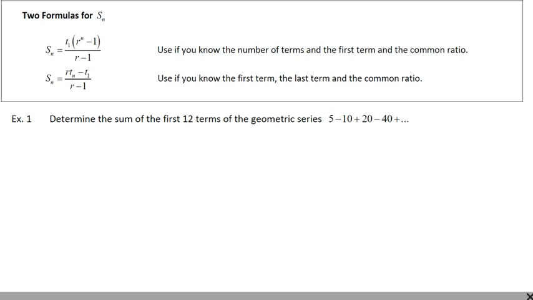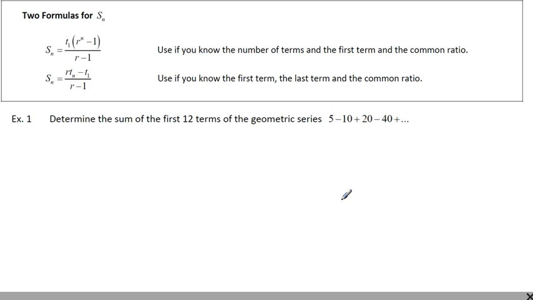Okay, example 1. Determine the sum of the first 12 terms of the geometric series. Okay, I'm going to pause because I want to bring up my tools. So two formulas. Each formula involves 4 quantities. We have a total of 5 quantities altogether. One of the formulas uses n, and the other formula uses t sub n. So we need to figure out what we have. Do we have t sub n? Okay, well, let's just start.